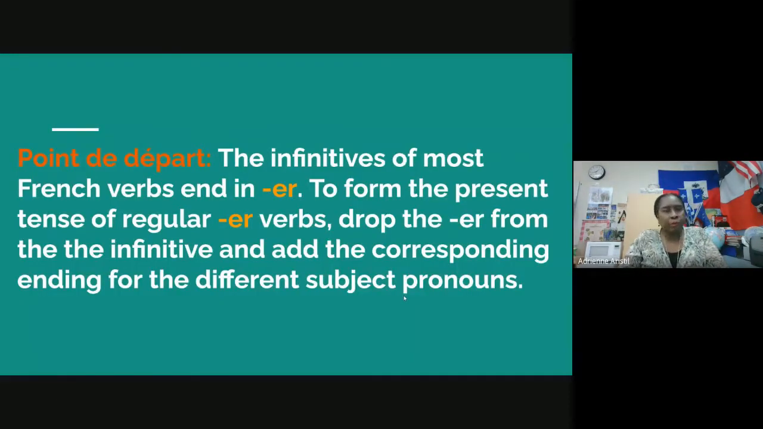To begin with, we have to know that the infinitives of most French verbs end in ER. To form the present tense of regular ER verbs, drop the ER from the infinitive and add the corresponding ending for the different subject pronouns.